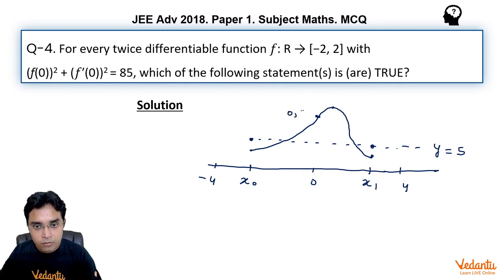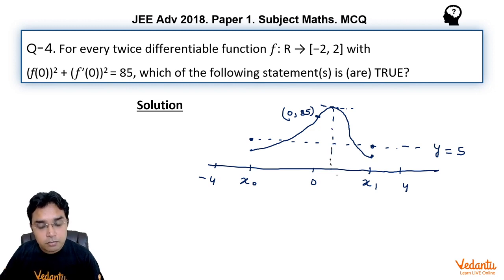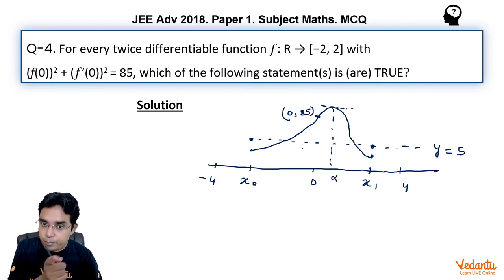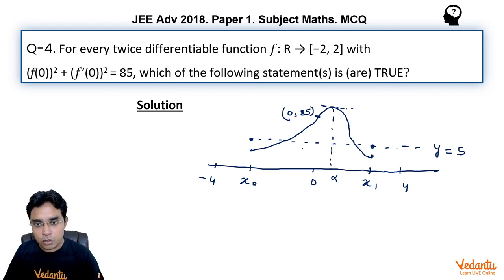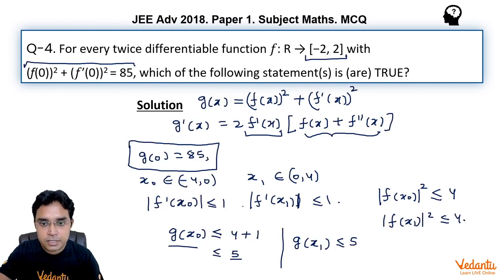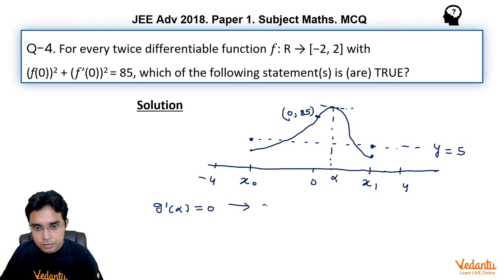But one thing is now very much clear, that this function, while going up and going down, will have one point of maxima. This maxima could have been at 0 also, but not in general. It can be before 0 also, it can be after 0 also. Let us call this point alpha. And at this point alpha we can say that g'(alpha) will be equal to 0, and g'(alpha) means, please see, it will be 2 times f'(alpha) into (f(alpha) plus f''(alpha)) is equal to 0.